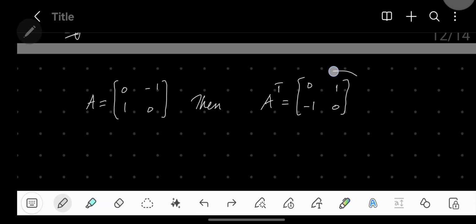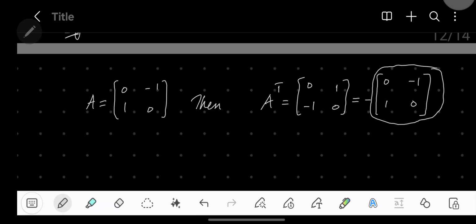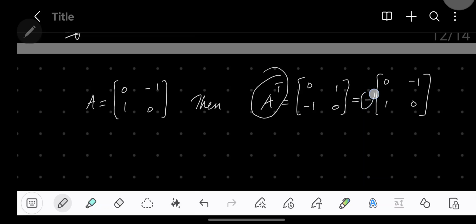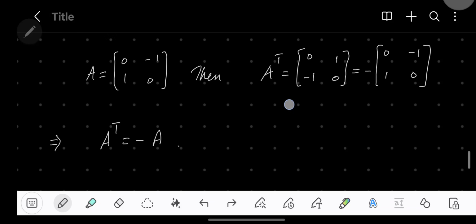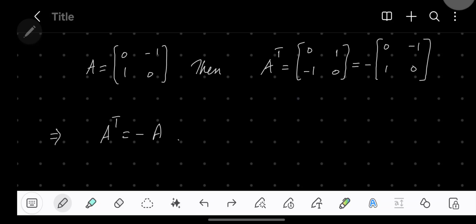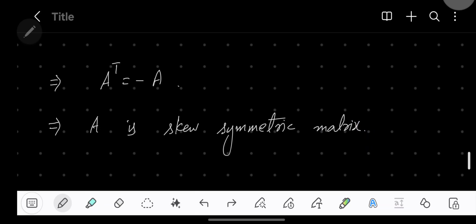But if you take minus common from this matrix, what will you get? You will get 0, minus 1 inside and 1, 0 inside. After bringing minus common, you can check that the inside matrix is exactly A. Now you can check both are the same. So that means A transpose is equal to negative times A. We can write A transpose is equal to negative A. That means A is skew symmetric.